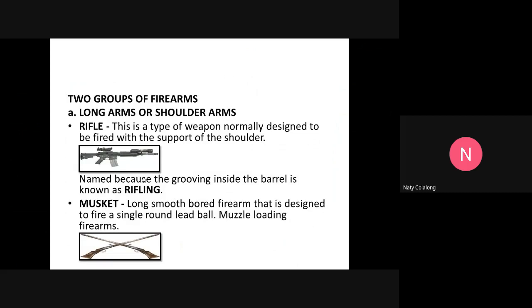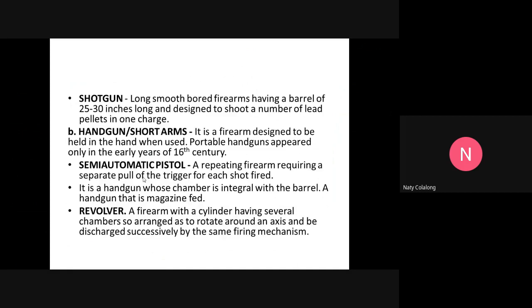Under long arms or shoulder arms, we have the shotgun. It is a long, smooth-bore firearm having a barrel of 25 to 30 inches long and designed to shoot a number of lead pellets in one charge.